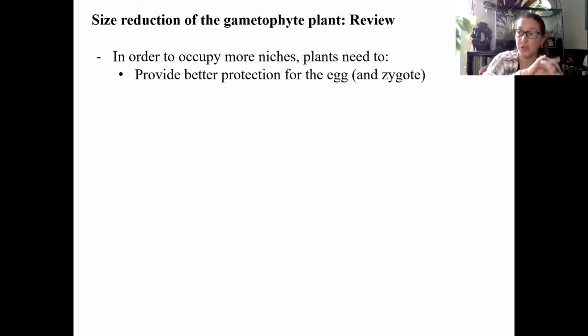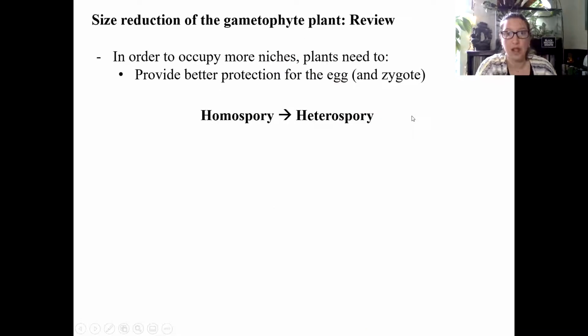We just covered the trend in increasing complexity of the sporophyte plant. Now we're going to talk a little bit about the size reduction of the gametophyte plant, getting smaller. And part of that is going to be to provide better protection for the egg and ultimately the zygote. What this is, a long way of saying, is that we're going to talk about the shift from homospore to heterospore. That's all that's saying. Shift from homospore to heterospore.